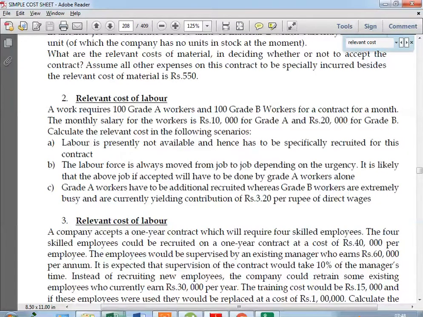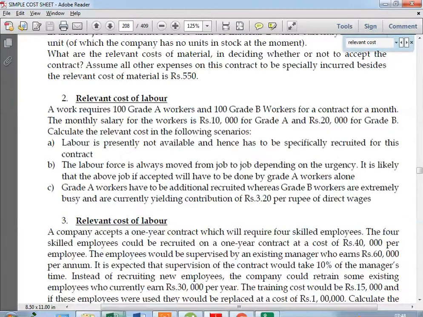So there will be some smart set of people who can do any kind of work. I'll keep shuffling these people to some other job, and wherever some routine work is to be done, I'll tell these idle people to go and work there. That is what moving from job to job depending on the urgency means. And they are saying who is going to do all this work? Grade A. I need grade A as well as grade B, but they are saying the entire work is going to be done by grade A. The reason for it, maybe I have more surplus of grade A.